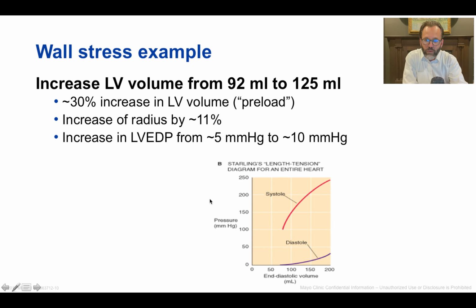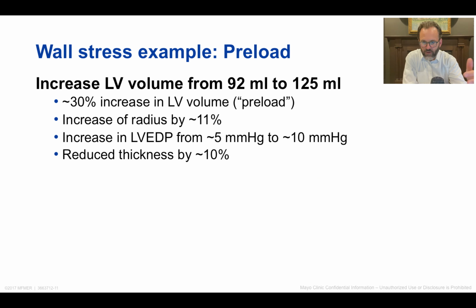And subsequently, when we take a really close look at these pressure-volume relationships, we can get an increase in left ventricular end-diastolic pressure from about 5 millimeters of mercury down here to about 10 millimeters of mercury. All right, so we're going from 92, which is somewhere around here, to 125, somewhere around here. So it's a pretty subtle increase in left ventricular end-diastolic pressure. Similarly, that's also going to reduce thickness of the ventricle, based off of a ballpark of some of these images, by about 10%.